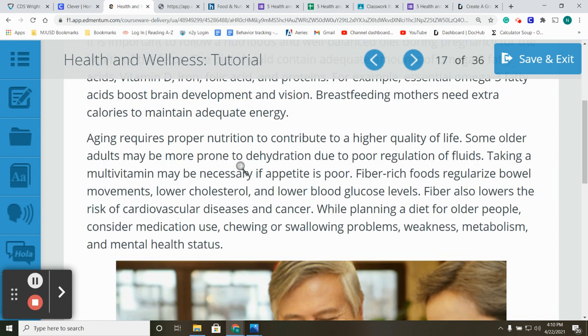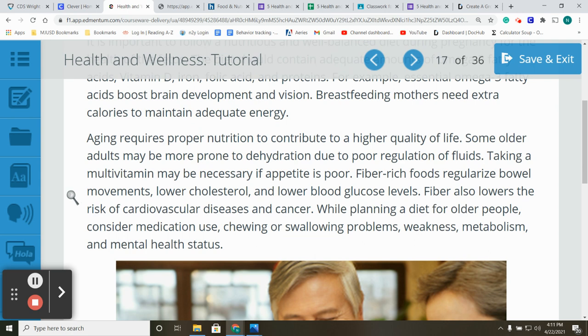Aging requires proper nutrition to contribute to a higher quality of life. Some older adults may be more prone to dehydration due to poor regulation of fluids. Taking a multivitamin may be necessary if appetite is poor.